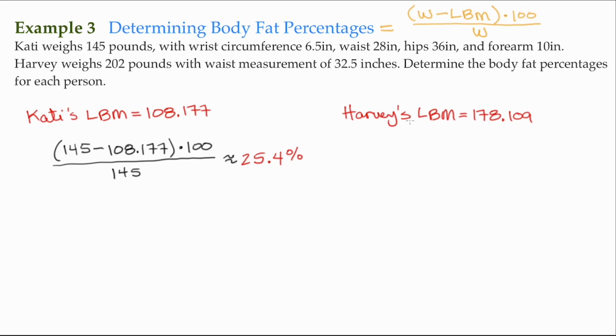Do the same thing for Harvey. His weight is 202 minus his lean body mass, 178.109, times that by 100, divide that by his body weight of 202, and his body fat percentage is approximately 11.83%.